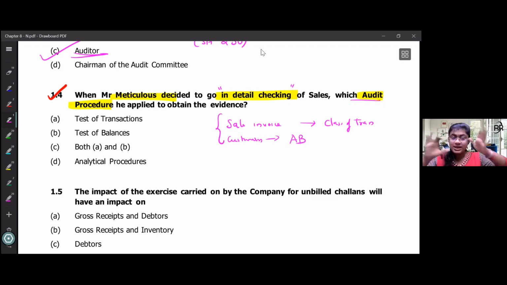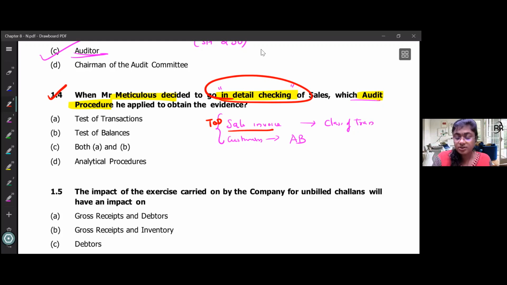Here, once the analytical procedure has proved some kind of deviation in gross profit, he will go in for in-depth checking, which is TOD. He checks sales invoices and customers. Sales invoices are transactions, customers are balances. These two combined, TOD, test of details. So here the answer is both B and A.